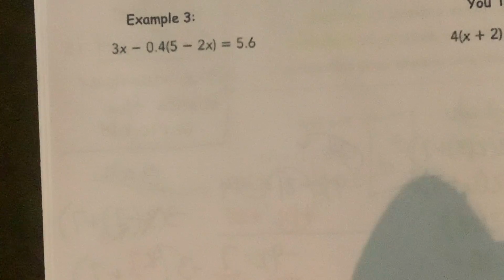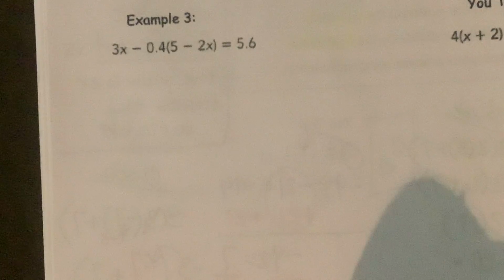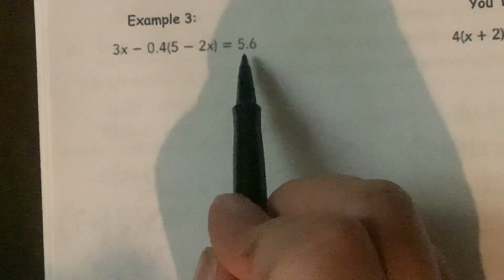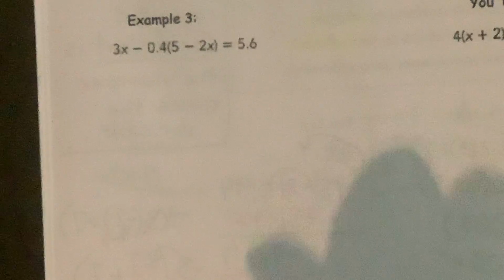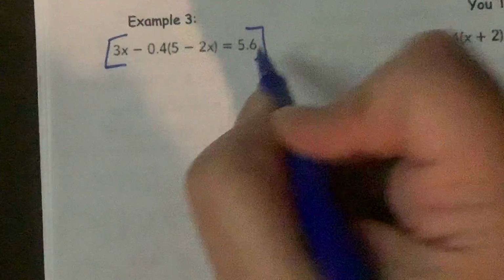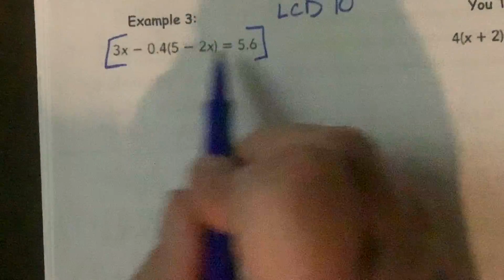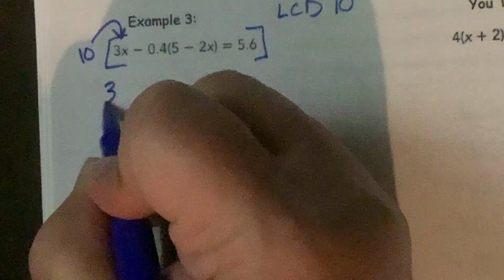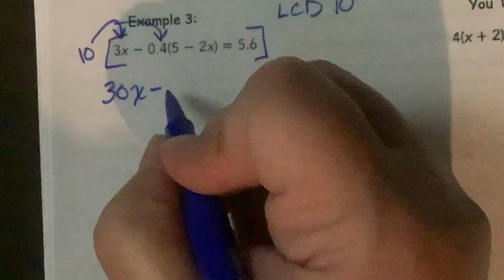We have all kinds of decimals. You know, we could get rid of the decimals if we multiplied by 10, because, you know, this is 4/10, and that is 5 6/10. You want to get rid of some decimals? Let's do that. I know I didn't do this in class, but it's just another way to do it. So the least common denominator here is 10, because these are both tenths. So I'm going to multiply by 10. 10 times 3, 30x, minus 10 times 4/10 is 4.